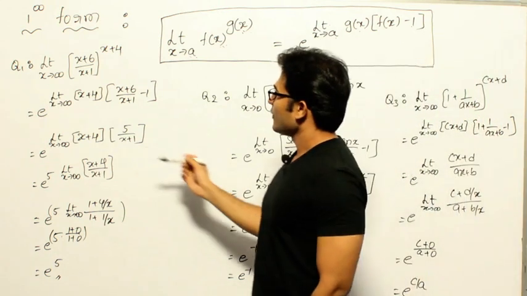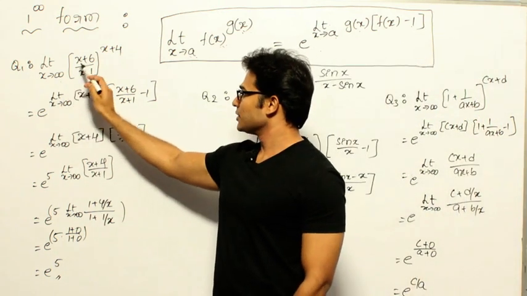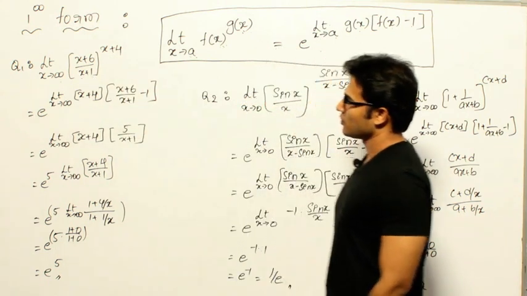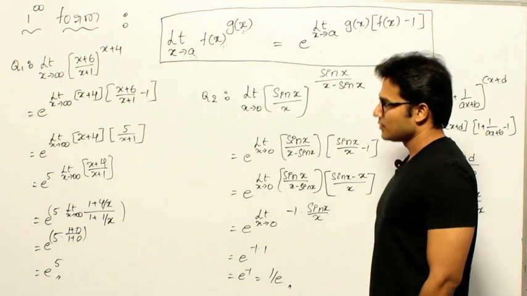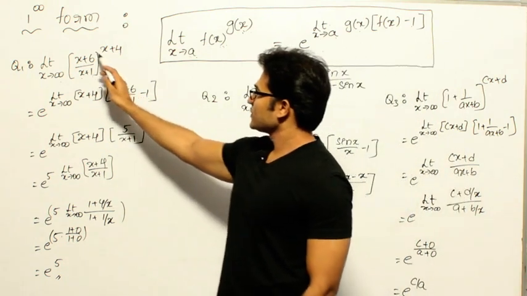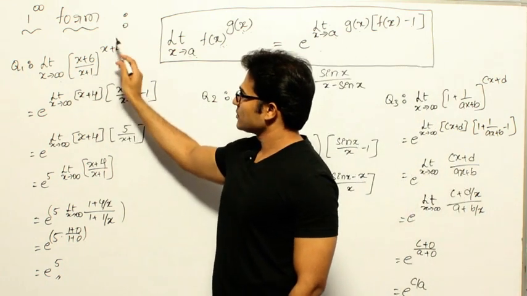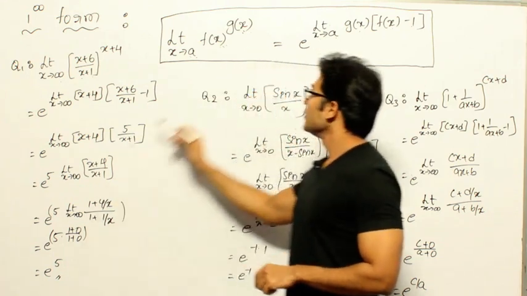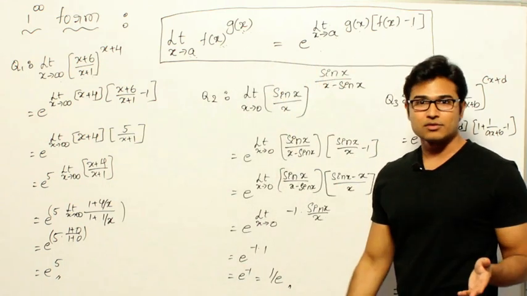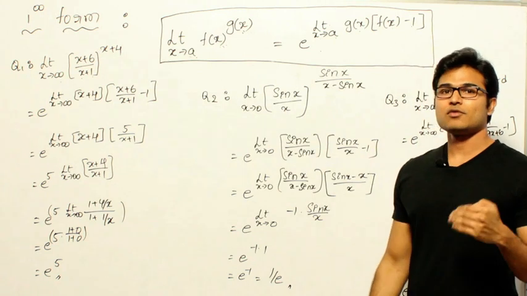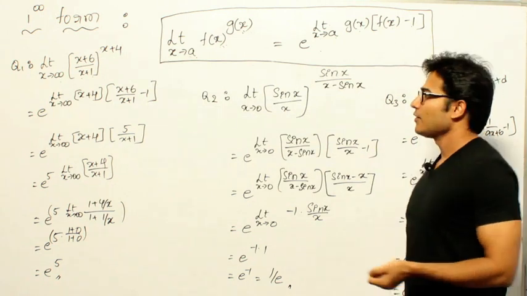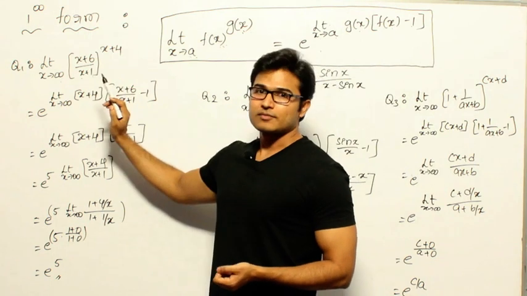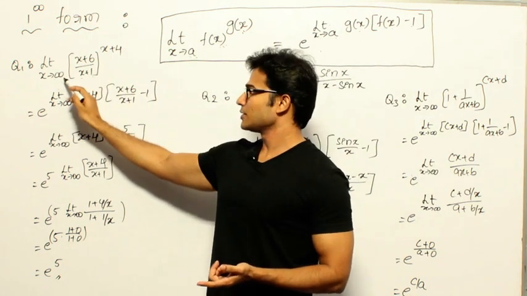Just see this. Now if I apply limit x tends to infinity of x plus 6 by x plus 1 whole to the power x plus 4, you see that it is in the form of f of x to the power g of x. Now we should test whether it is in the form of 1 power infinity or not. You cannot apply this formula to everything. Only whenever you get 1 power infinity can you apply it. Now in order to test it, can I make this base 1? Yes, when limit x tends to infinity.